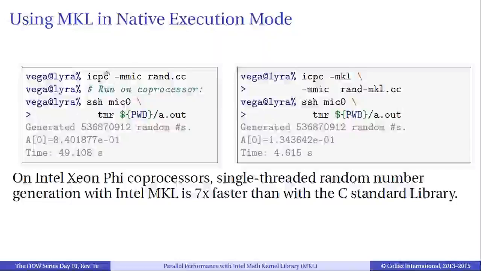So here I'm running it on Xeon Phi with one thread. It takes 50 seconds with the C standard library. With MKL, it takes an order of magnitude less. It is not 7x faster. This is actually more like 11x faster. This is an outdated number, but the performance measurements are fresh.